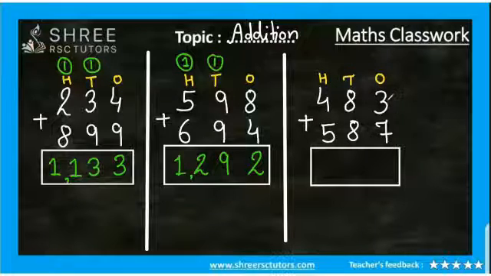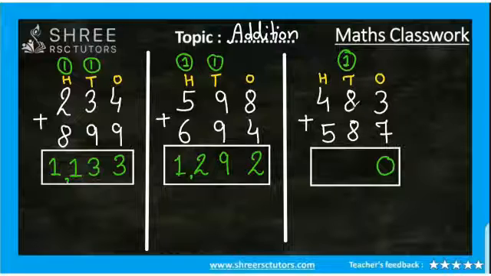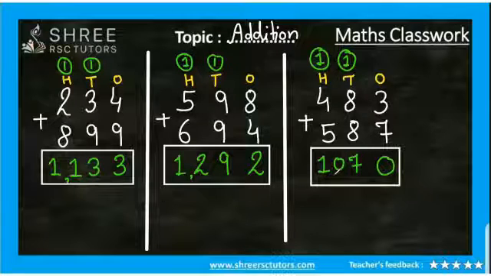Now what is 3 plus 7? 3 plus 7 is 10. So from the 10 we will write only 0 and 1 will be our carry. Now 1 plus 8 is 9, and 9 plus 8 is how much? 17. From the 17 we will write our 7 and 1 will be the carry. So 1 plus 4 is 5, and 5 plus 5 is 10. So now can you tell me what we got as our answer?